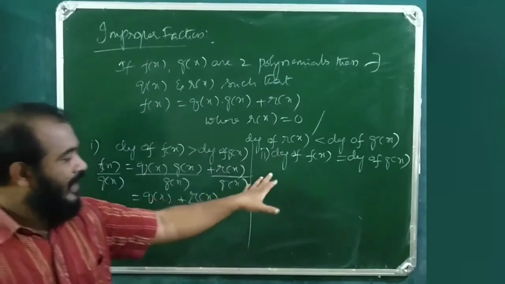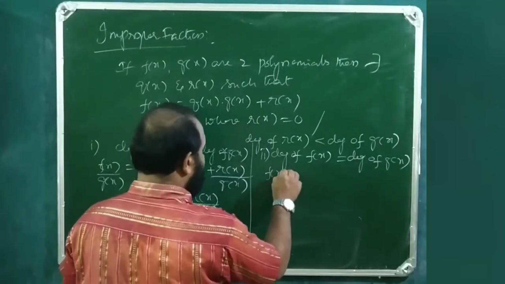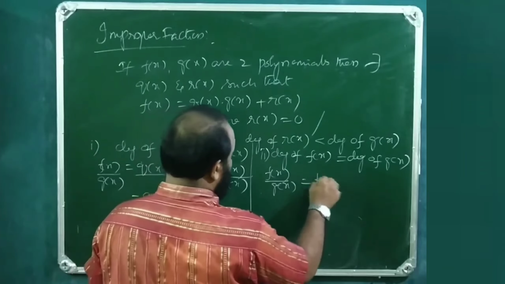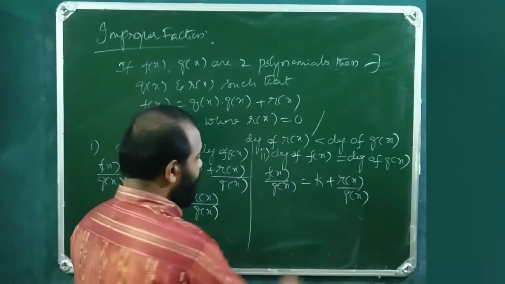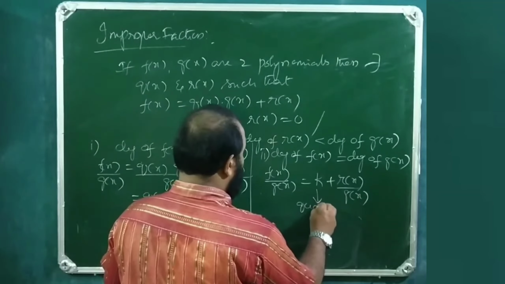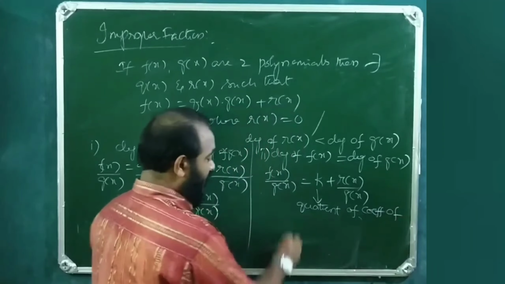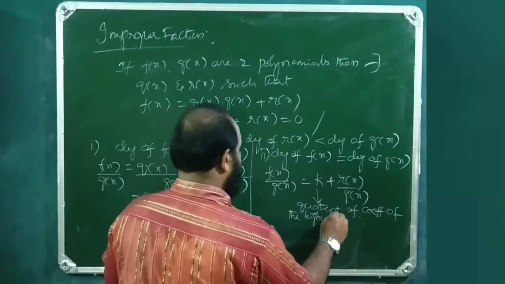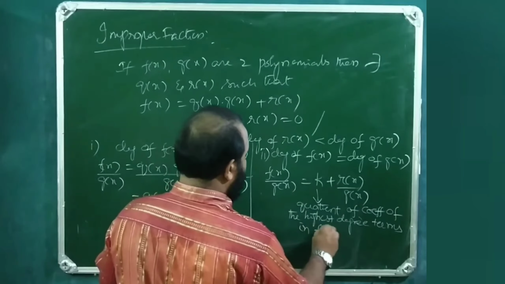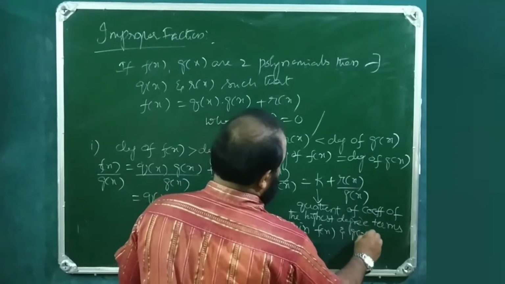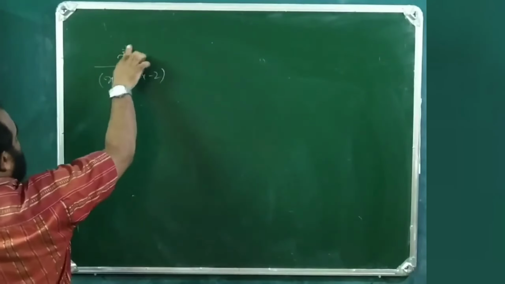But as far as the degree of f of x equal to the degree of g of x is concerned, we will get f of x by g of x is equal to k plus r of x by g of x, where k is the coefficient of the highest degree terms in f of x and g of x.